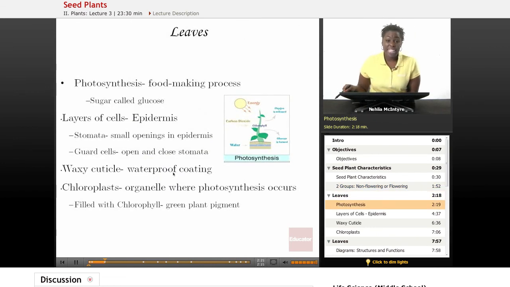Let's first talk about leaves. What are leaves? Why are they so important, and what's their structure and function that helps them to carry out the functions of the plant?